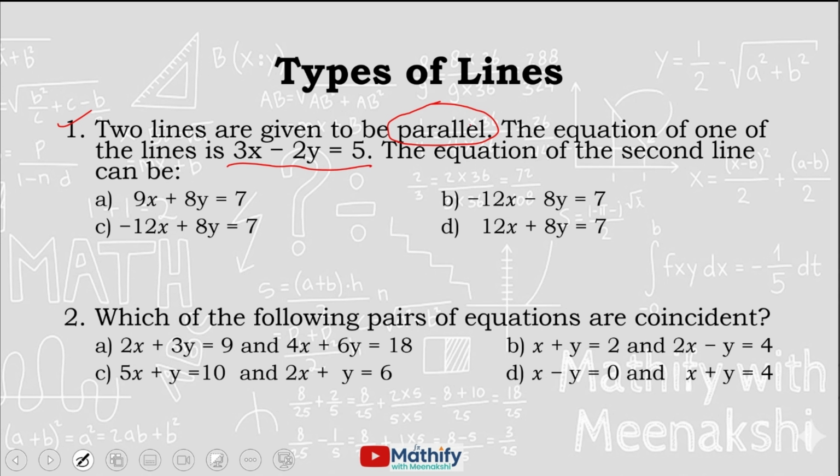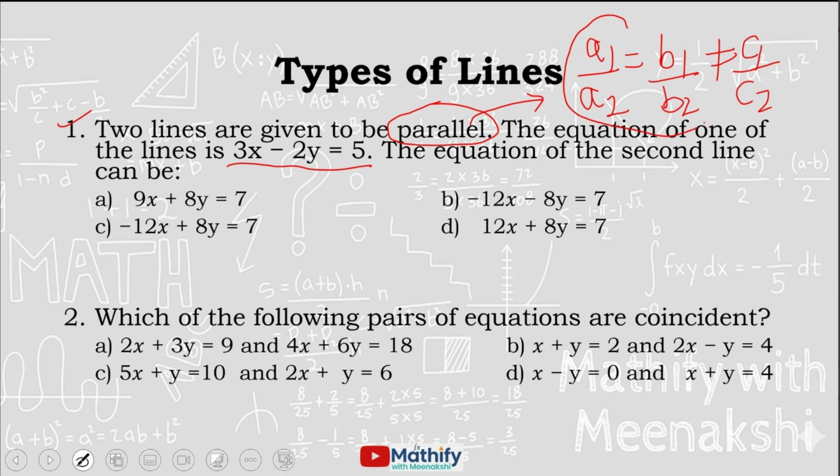For this you should know the conditions of parallel lines. When the ratio of coefficients of x is equal to the ratio of coefficients of y, but not equal to the ratio of constant terms, then you can say that the lines are parallel, or there is no solution. So now we have to check whether the ratio of coefficients of x is equal to that of y first. First we'll check this condition, and then we'll see for c1 by c2.